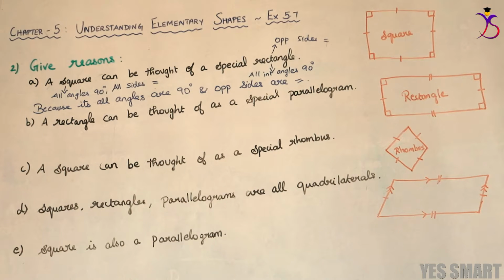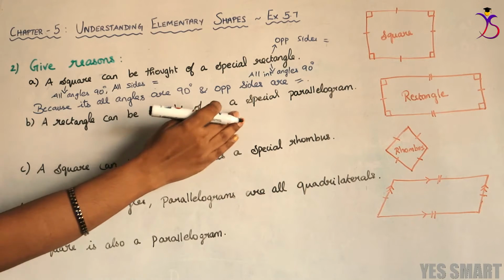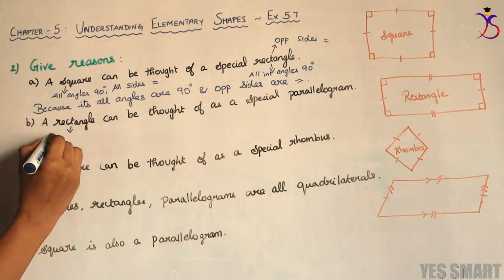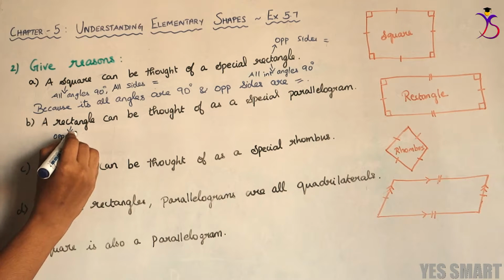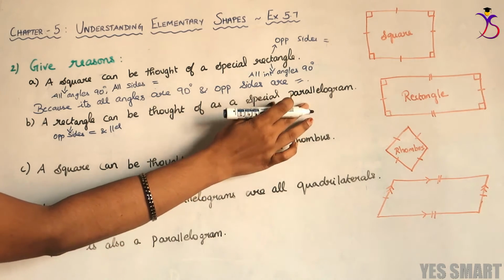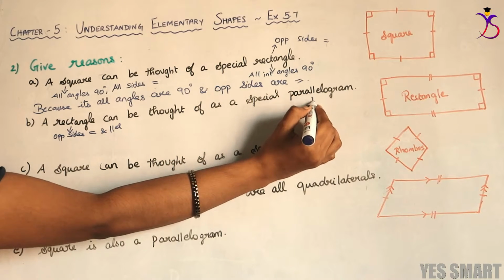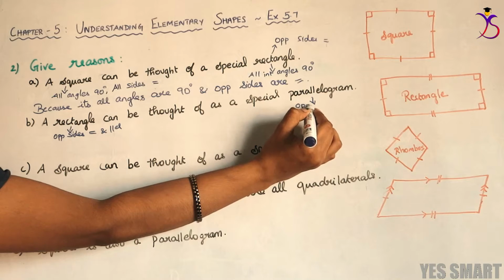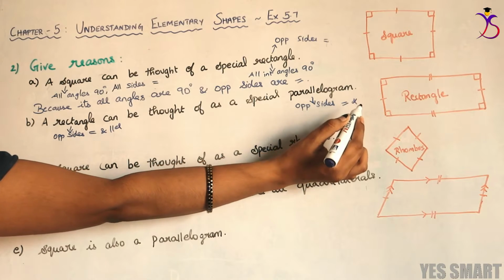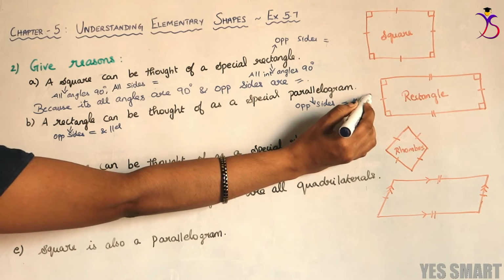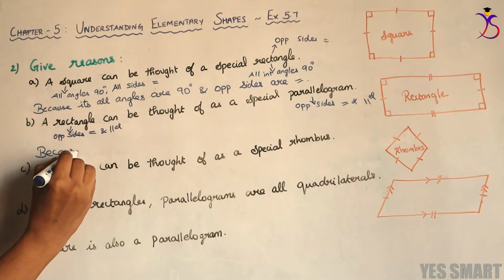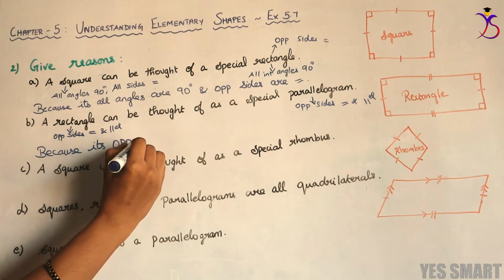Now moving on to the second one. A rectangle can be thought of as a special parallelogram. So we will look into the properties now. For a rectangle, we already knew that opposite sides are equal and parallel. Same way for a parallelogram, opposite sides are equal and parallel. Therefore, the rectangle also satisfies the properties of a parallelogram. Hence, a rectangle can be thought of as a special parallelogram because its opposite sides are equal and parallel.